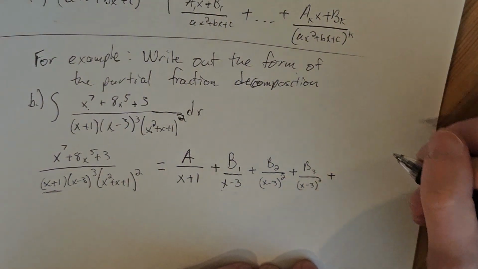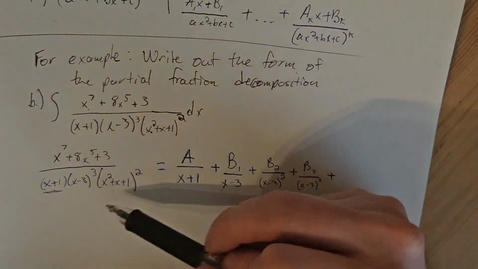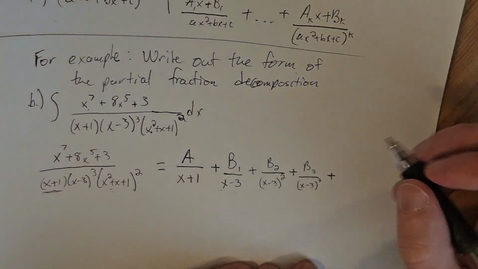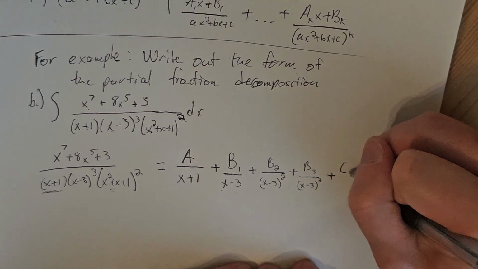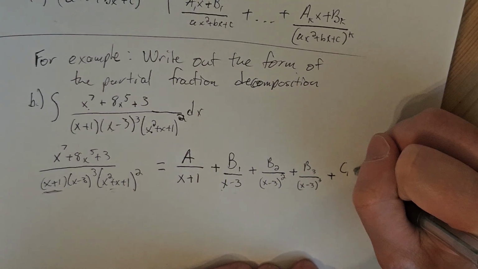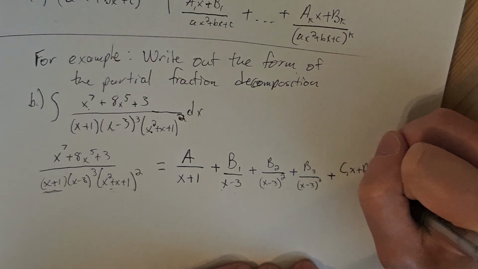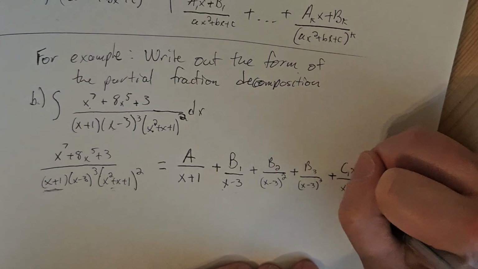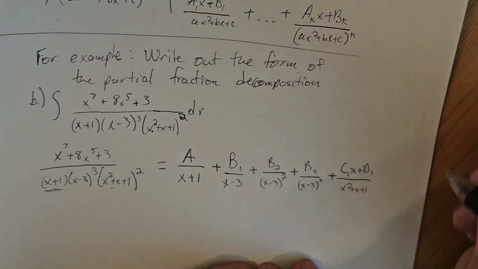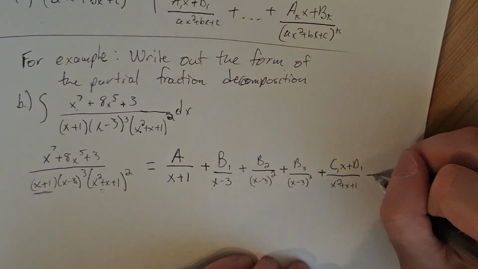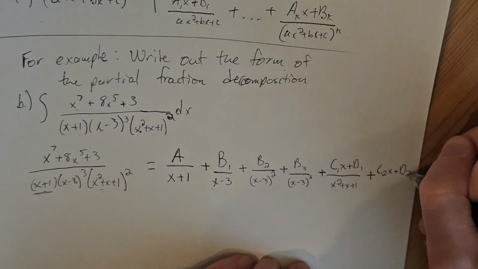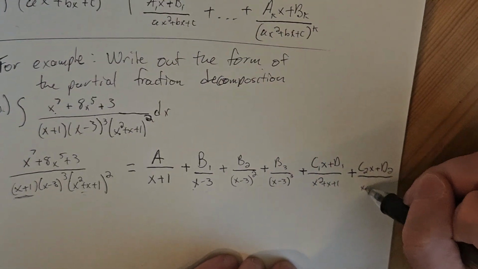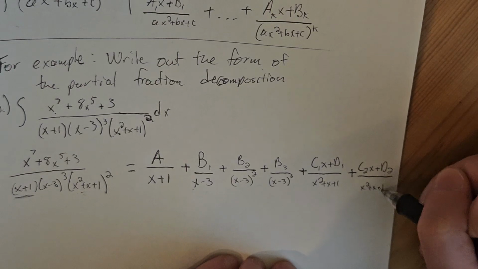If we have a quadratic in the denominator, though, an irreducible quadratic, right? This doesn't factor anymore. Then we have to have a linear term up in the numerator. So this is going to be some C, and I'm going to go ahead and say 1 here, C1x plus D1 all over x squared plus x plus 1. And then we're going to have plus some C2x plus D2 all over x squared plus x plus 1 squared.